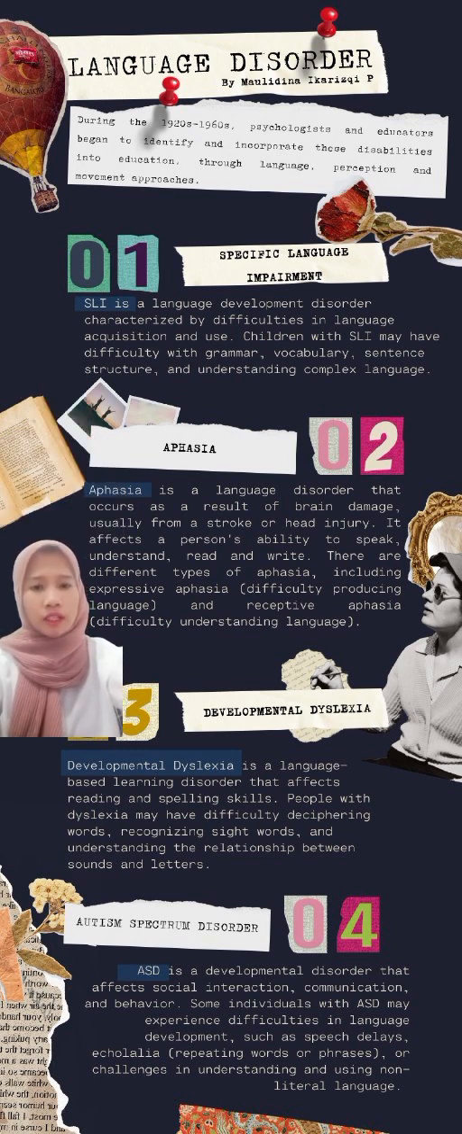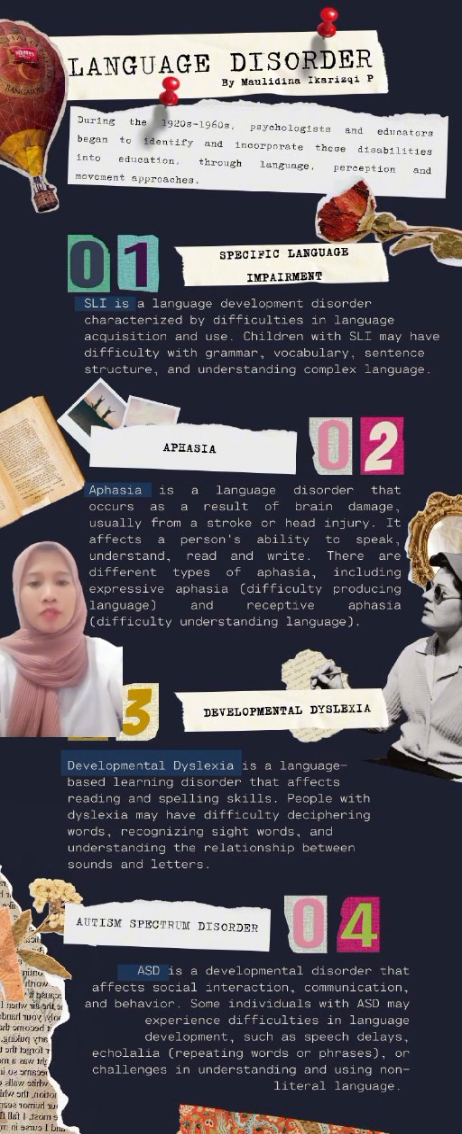And the second is aphasia. Aphasia is a language disorder that occurs as a result of brain damage, usually from a stroke or head injury. It affects a person's ability to speak, understand, read, and write. There are different types of aphasia, including expressive aphasia, or difficulty producing language, and receptive aphasia, difficulty understanding language. So here aphasia has 4 types.